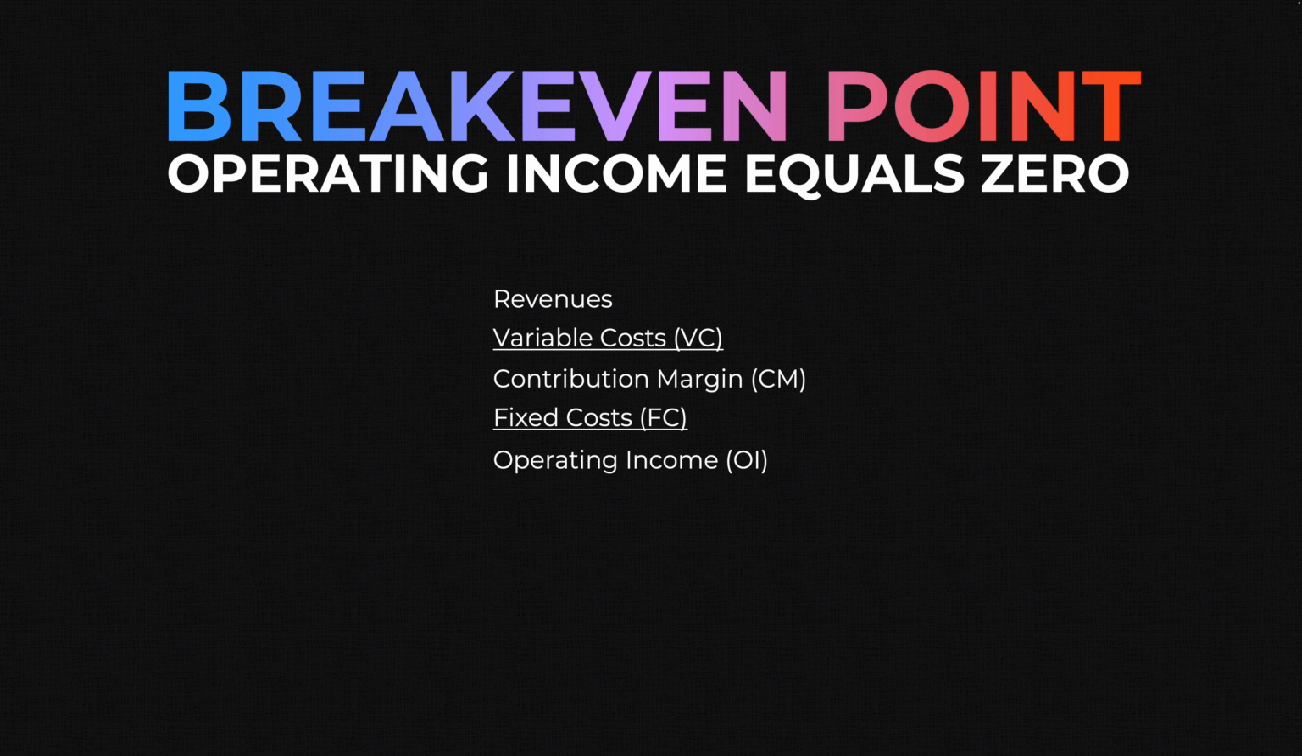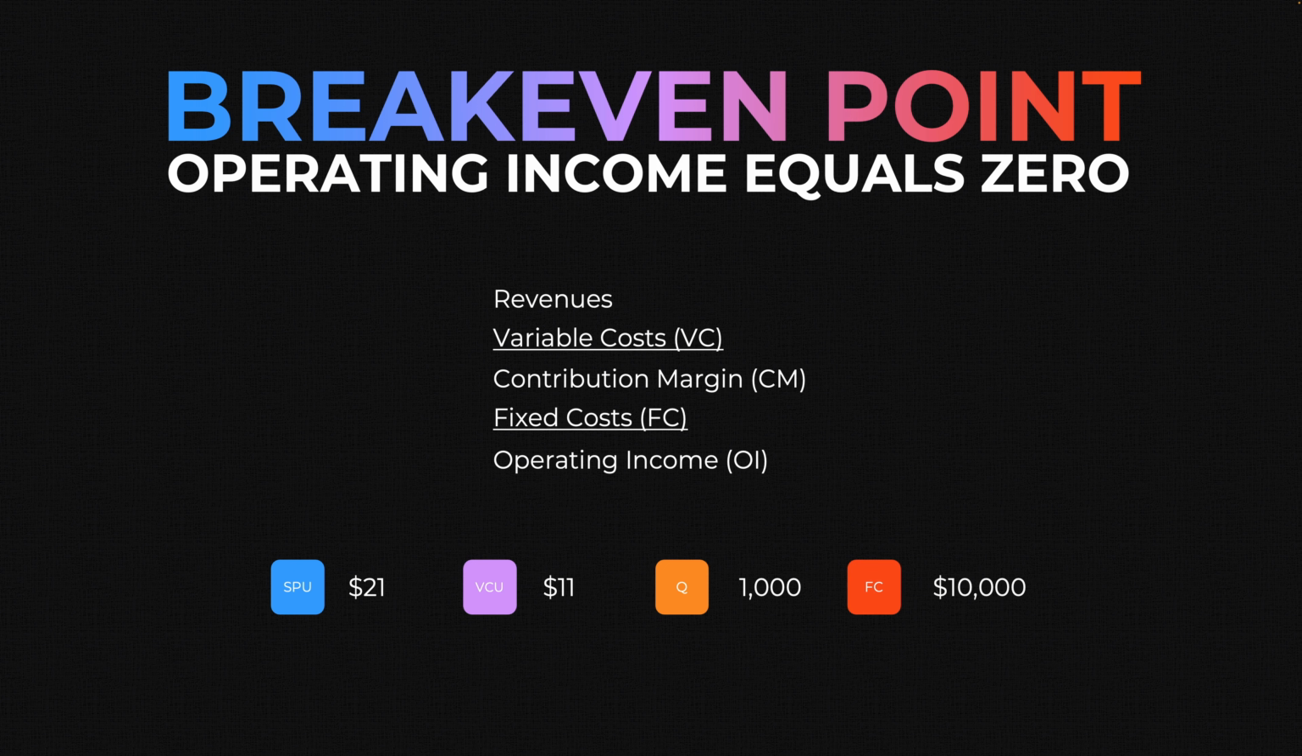Now, break-even point describes a situation where the operating income is equal to zero. Said another way, total revenues subtract variable and fixed costs equals zero. Let's do a numerical example. Let SPU equal selling price per unit of $21, VCU equal variable cost per unit of $11, Q for the number of units, which will be 1,000, and FC for the fixed costs, which we will set to $10,000.